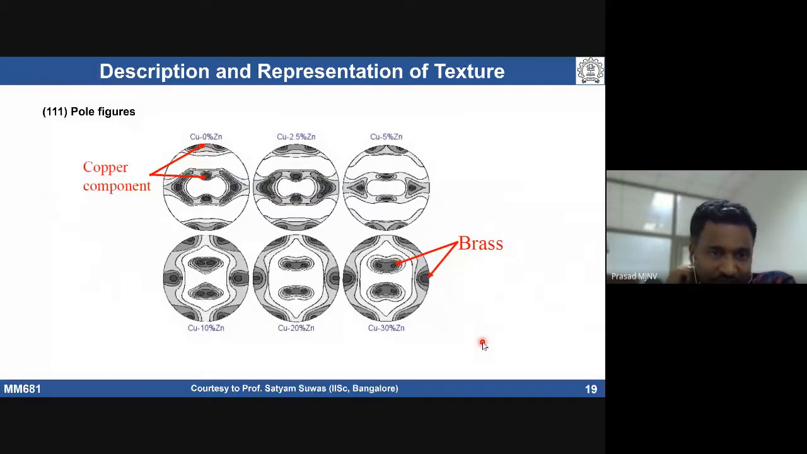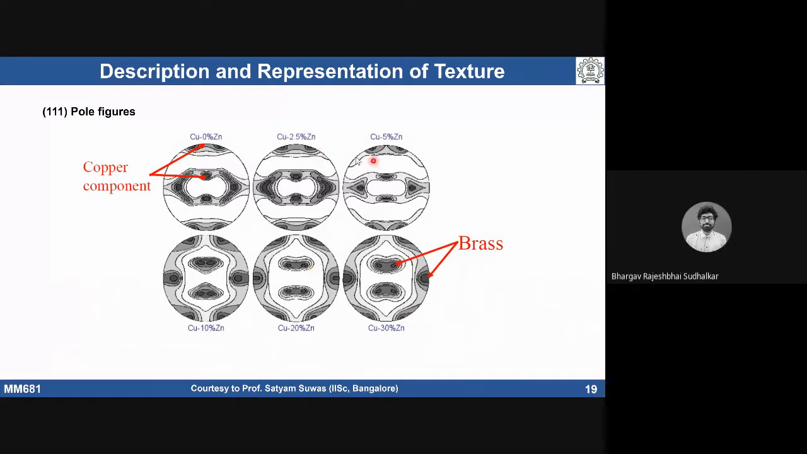One very good example of texture change is stacking fault energy. Here we are talking about copper and brass. By adding zinc to copper, we all know stacking fault energy is going to increase or decrease? Decrease, sir. Decrease. Okay.